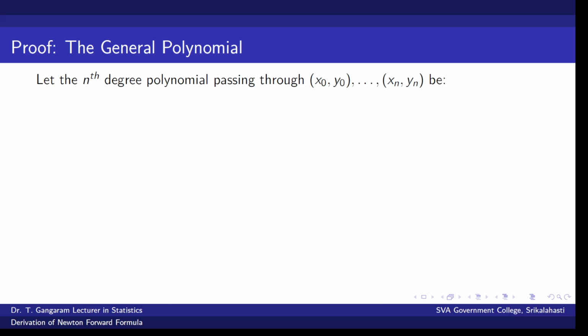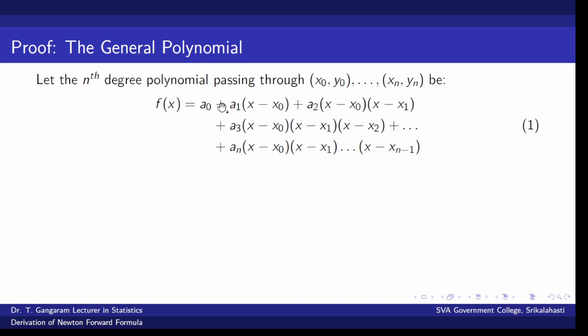Proof of the Newton's forward formula. Let the nth degree polynomial passing through x0, y0, x1, y1 and so on xn, yn be f of x is equal to a0 plus a1 into x minus x0 plus a2 into x minus x0 into x minus x1 plus a3 into x minus x0, x minus x1 into x minus x2, so on an into x minus x0 so on x minus x n minus 1. This is the nth degree polynomial through the paired values of x and y.